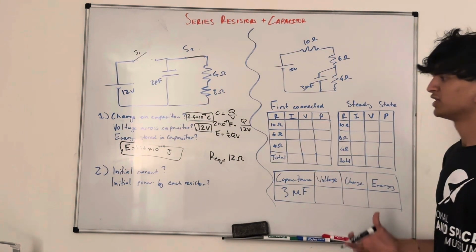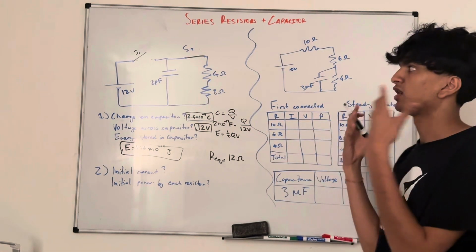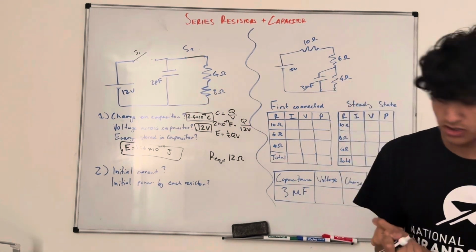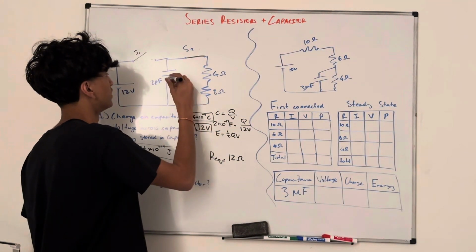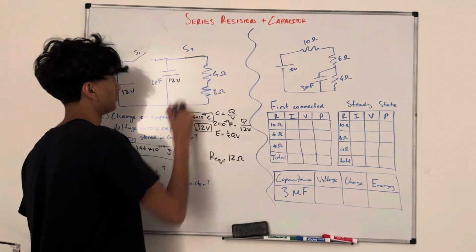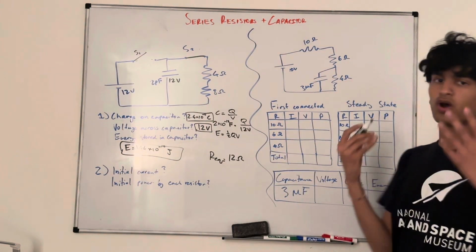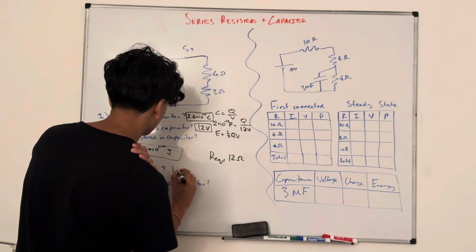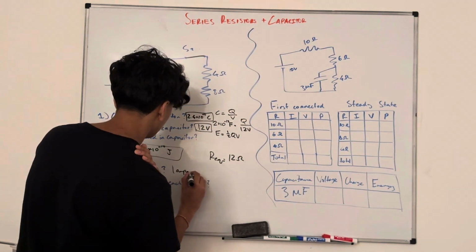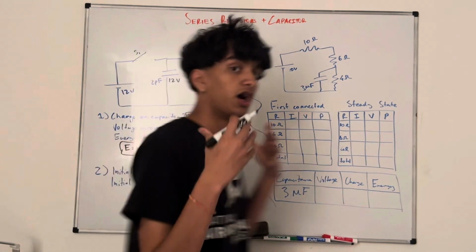And now this capacitor is going to discharge. What's its initial voltage? It's 12 volts. So 12 volts over 12 ohms, you get 1 ampere of current.